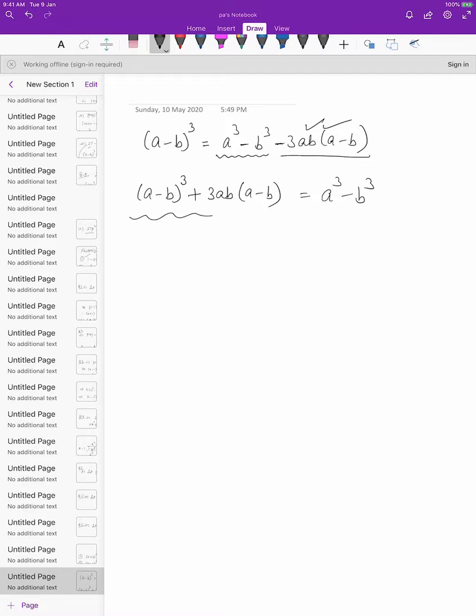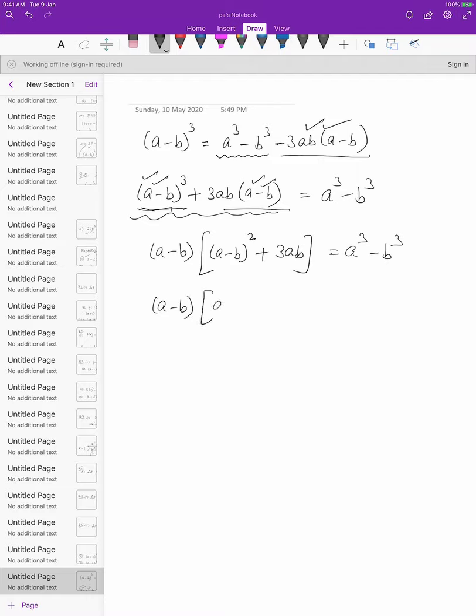Now again, from this entire expression, from these two terms, I can take out a minus b common. Once I take a minus b from this term, we are left with a minus b whole square. And from this term, when I remove a minus b, I am just left with plus 3ab, which is equal to a cube minus b cube. So I will get a minus b into, now open out the bracket, a minus b whole square is a square plus b square minus 2ab, and then plus 3ab is equal to a cube minus b cube.